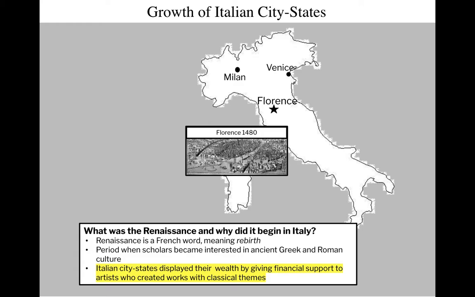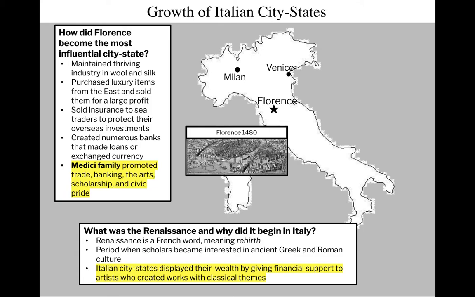A big reason why they became more interested in that is because, as we talked about when we talked about Islam, the Muslims preserved a lot of the old Greek and Roman works, and those were discovered during the Crusades. Also, the Italian city-states, especially Venice, funded a lot of those crusades, and so they became immensely wealthy because of increased trade. They started to display their wealth by giving financial support to artists who created works with classical themes.